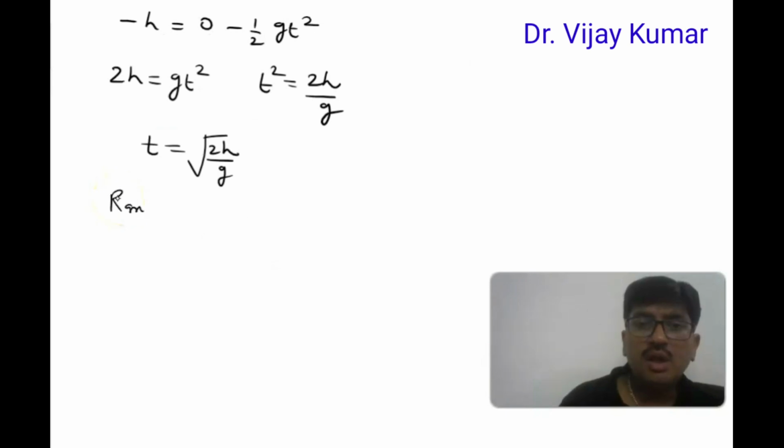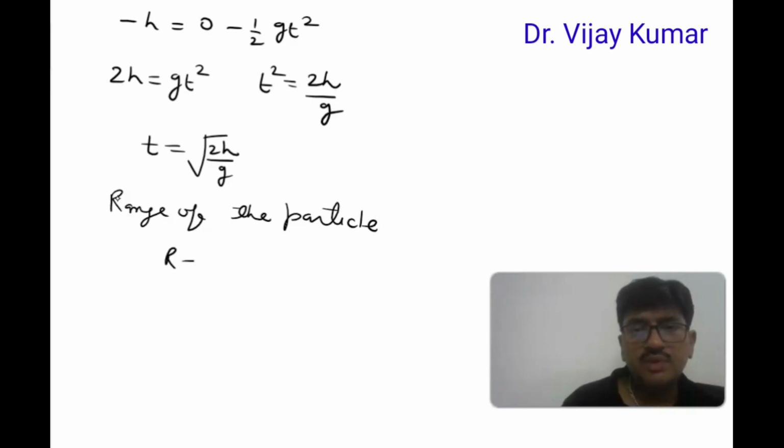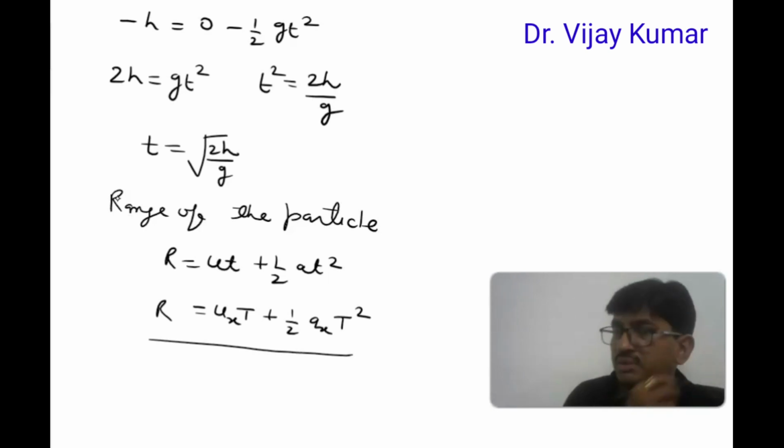Range of the particle in this case should be ut plus half at square. u should be the x component, horizontal component, times time of flight, plus half horizontal acceleration component times time of flight square. This should be the range of the particle in this case.